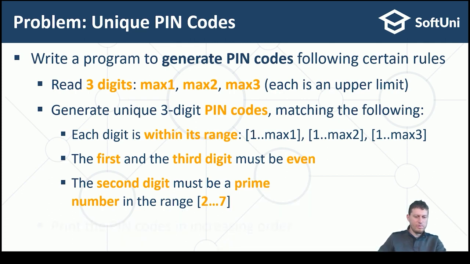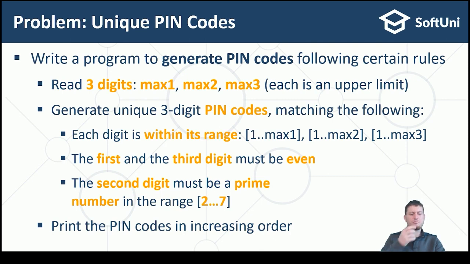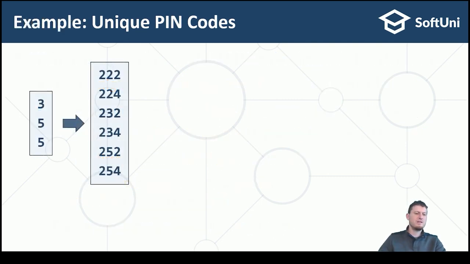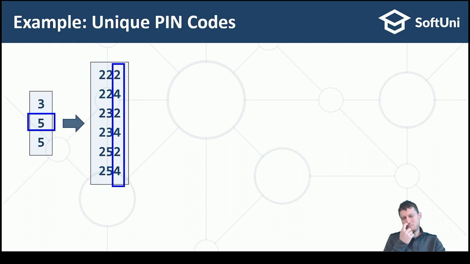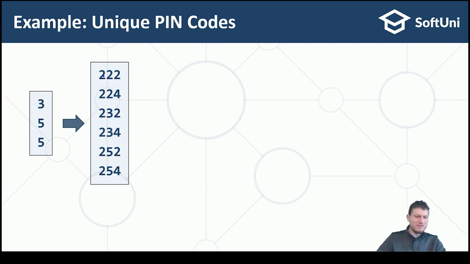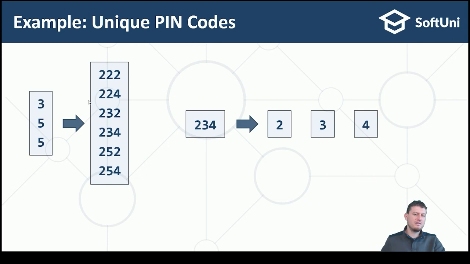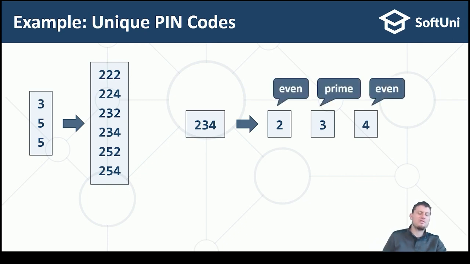Okay, so we want to print the pin codes in an increased order. If we have 3, 5, 5, the first digit goes from 1 to 3, and it should be even, so the only possibility is 2. The final digit is 2 or 4, because it should be in the range up to 5. And the second digit is in the range up to 5, so it should be either 2, 3 or 5. So this is the output and this is the explanation.